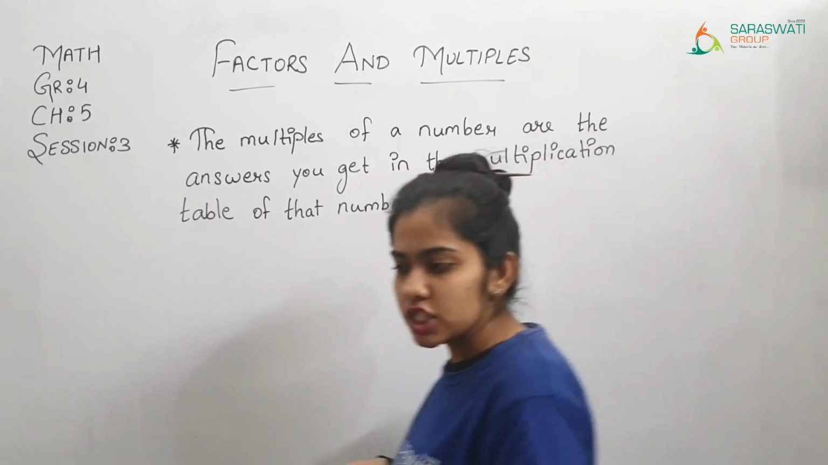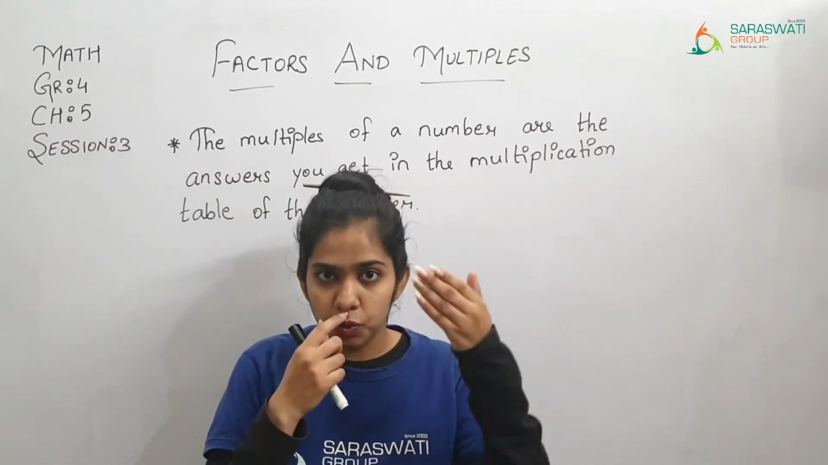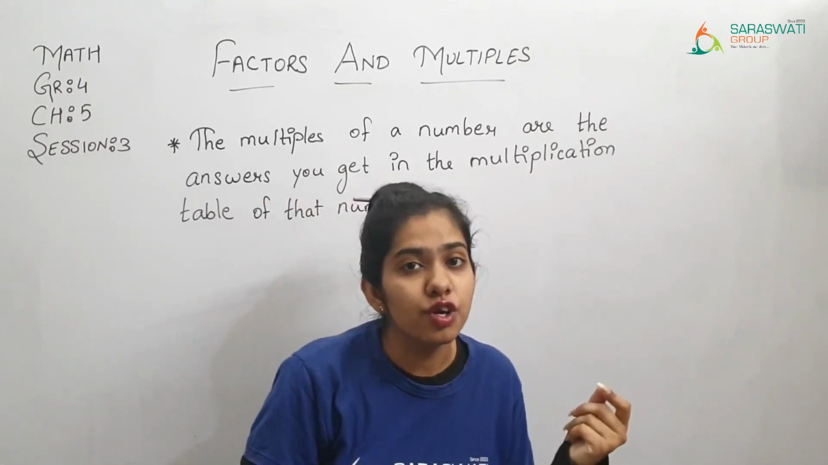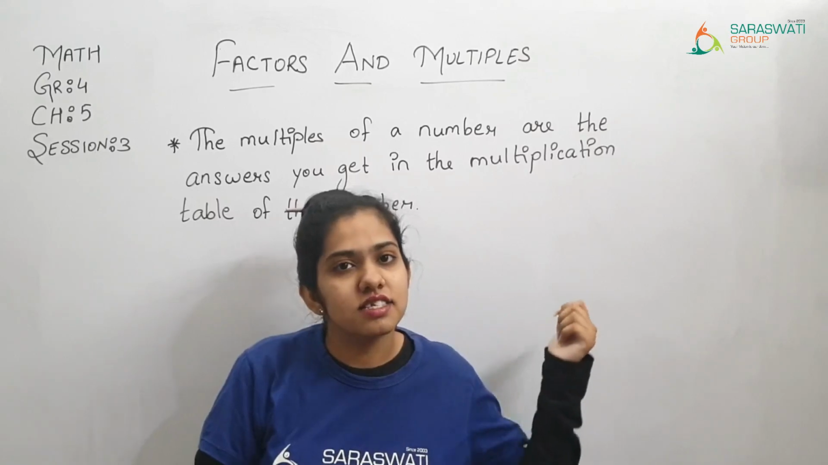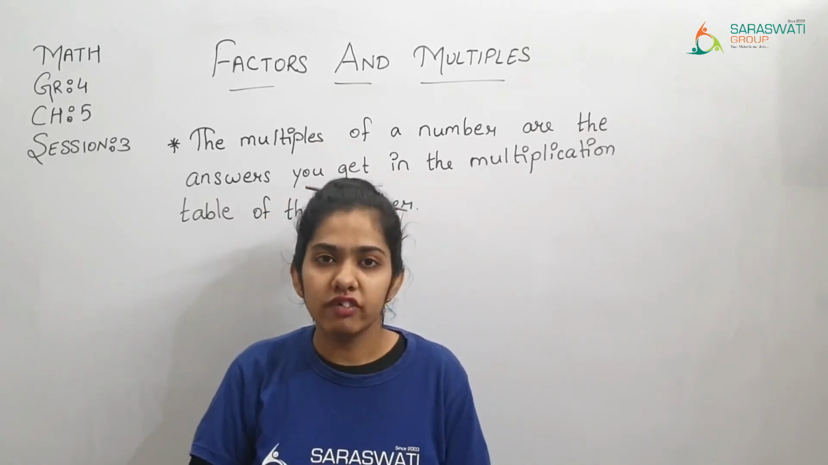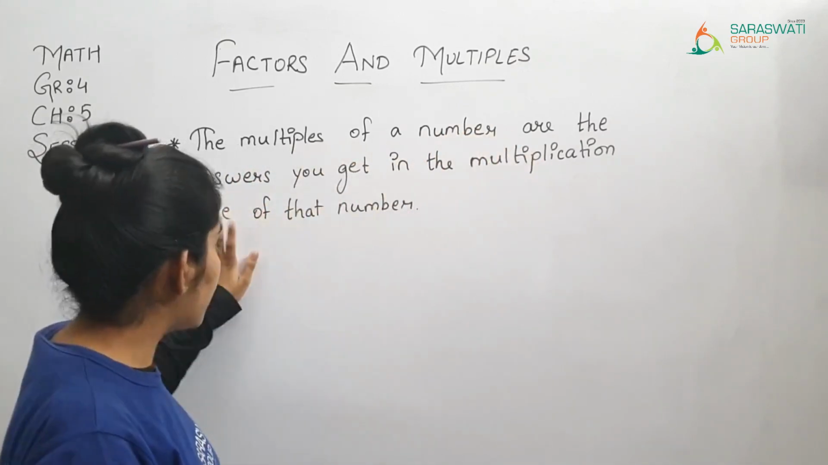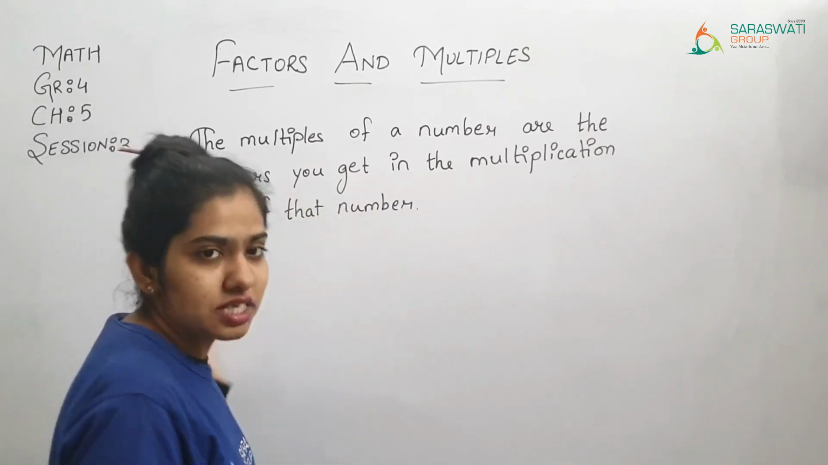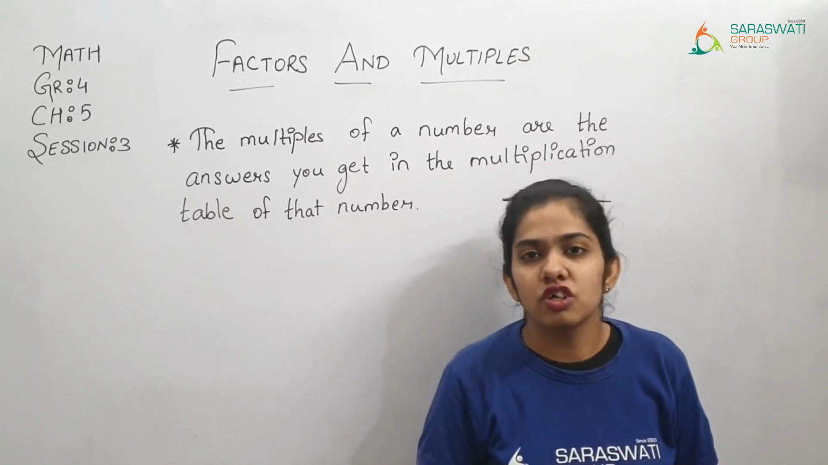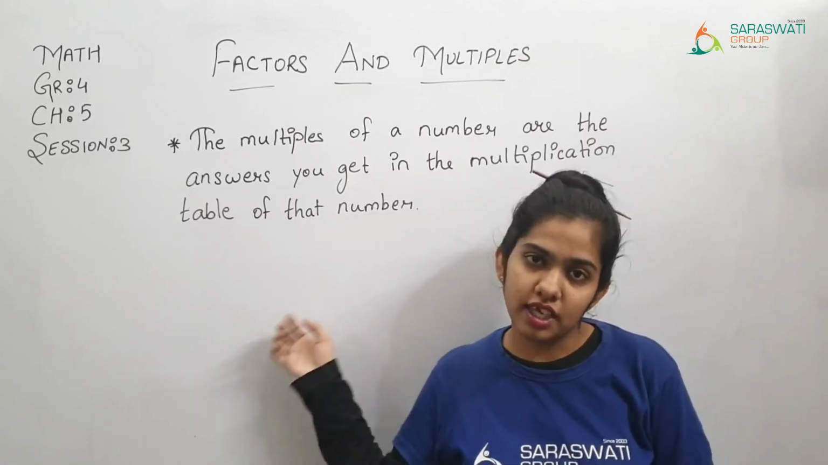For example, if you want to find the multiples of 2, you write the table of 2, right? The answer you get, 2 2s are 4, so 4 is a multiple. The answers you get in the tables are known as multiples. So the multiples of a number are the answers you get in the multiplication table of that number. If they ask you for multiples of 8, you are supposed to write the table of 8, and all the answers are multiples of 8.